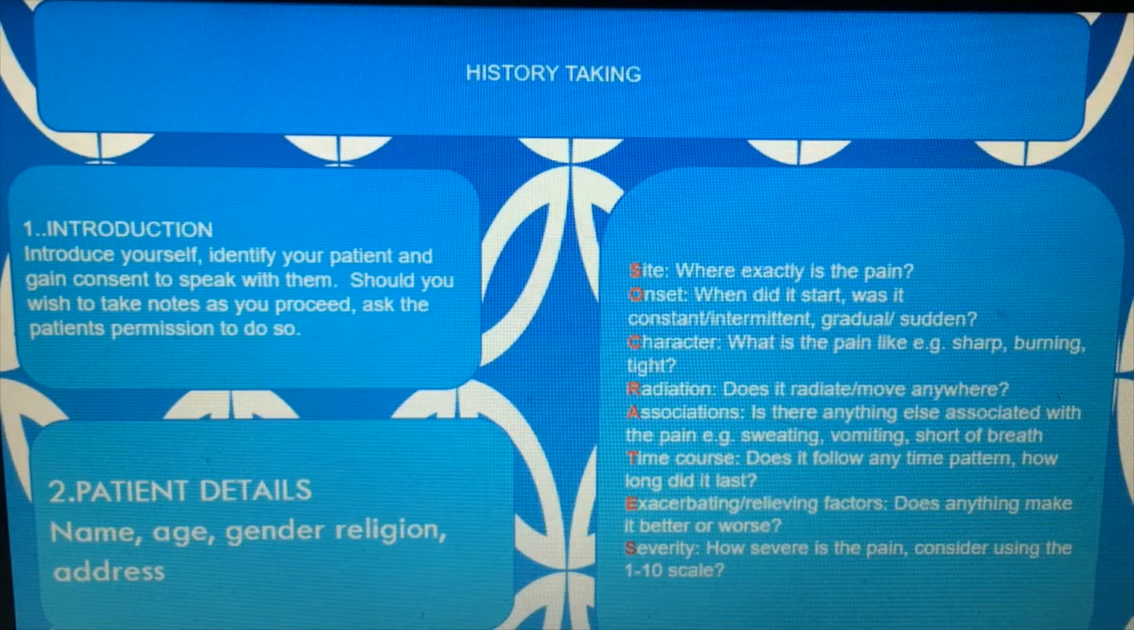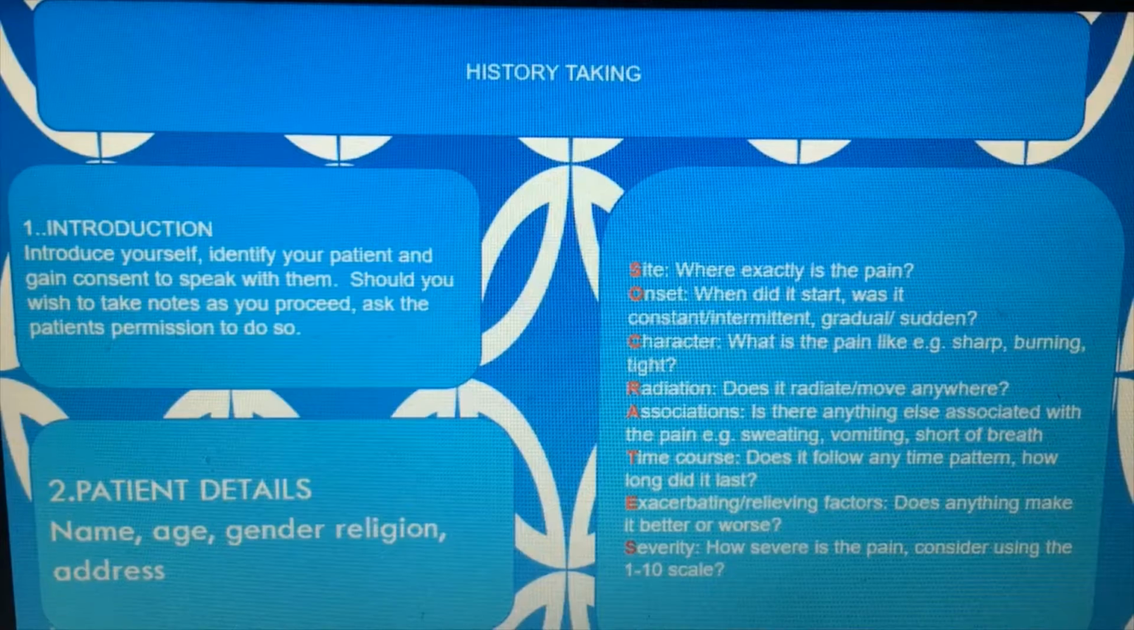Or in case you are a medical student, you can say, "Hi, my name is Fiona. I'm a final year medical student. Today I've been asked to come and take your history. Is that okay with you?" Simple. Done. Then move on to number 2. Ask the patient for their details: the name, the age, the gender, the religion, and the address.